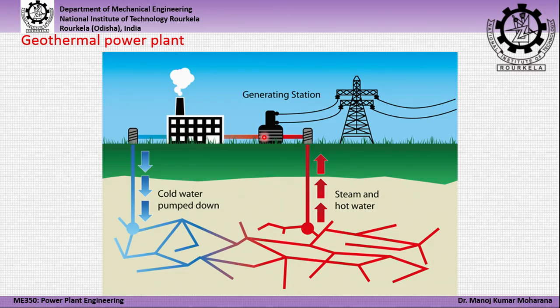So, once we run a turbine, we obtain a low pressure steam, which can be condensed back and again fed into the underground, so that we can re-extract the geothermal energy from the underground of this earth.